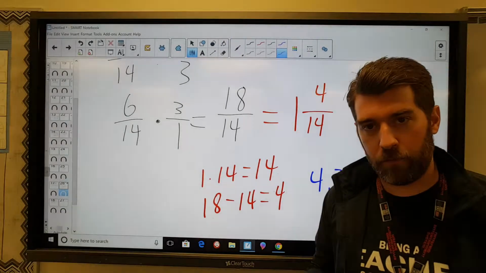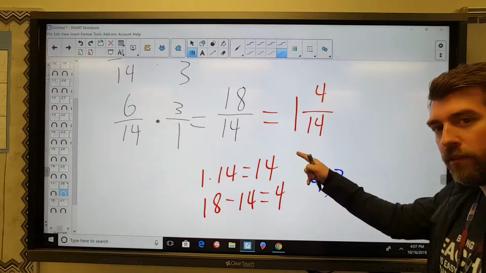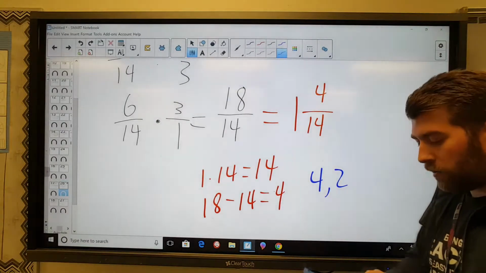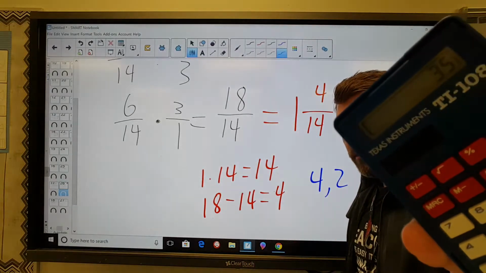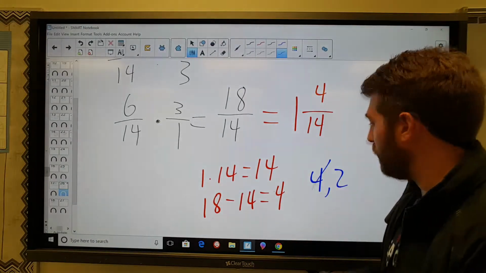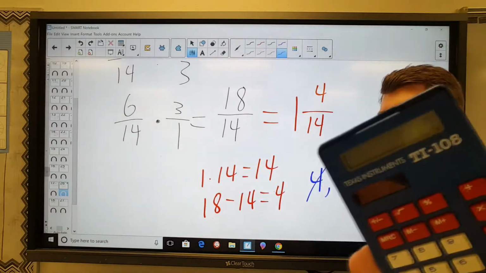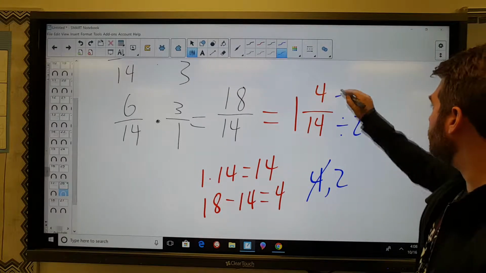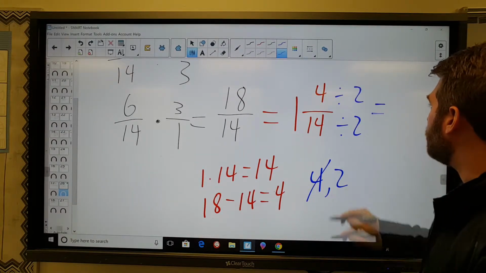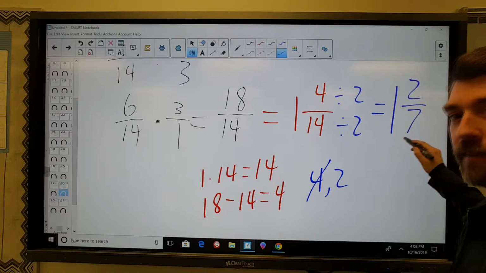So now, just like before, and like we always do, we're going to divide those factors into our denominator. So I'm going to do 14 divided by 4, decimal number, 3.5. 14 divided by 2, whole number, I got a 7. So I'm going to divide both by 2, and I'm going to get 1 and 2 sevenths. Yep.